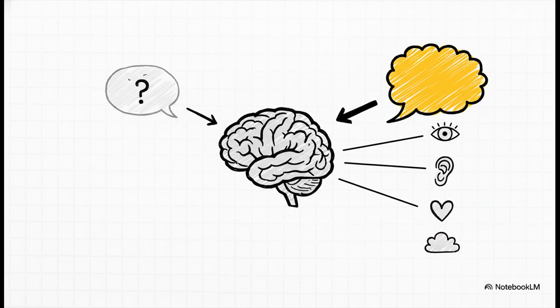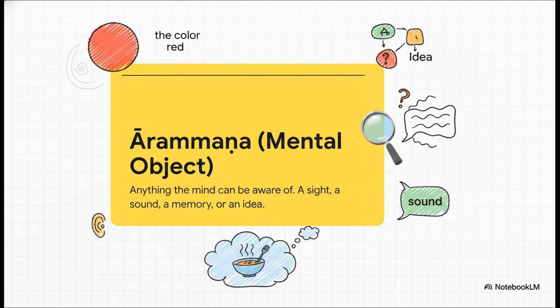Okay, so the first thing we have to get our heads around is this really fundamental rule about how the mind works. A thought can't just float around in empty space. Every single moment of consciousness, and I mean every single one, has to have an object. It's got to be conscious of something. And that something has a name, an aramana, or a mental object. This is the anchor for every thought you have.